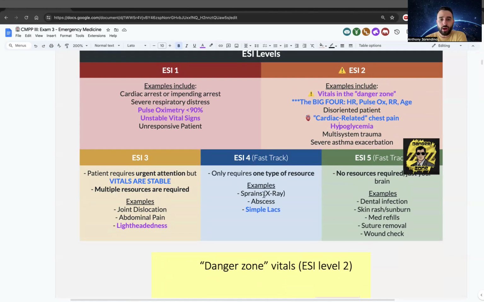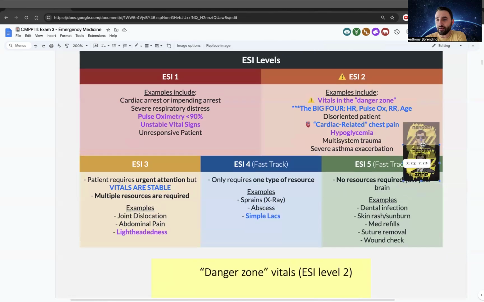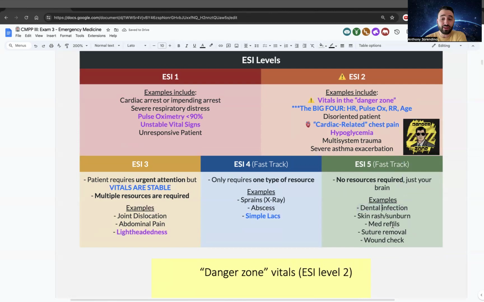All right, so I think knowing simple lac is in ESI 4 is important. These are things that require one type of resource, so sutures or an X-ray, things that you kind of have to do procedures for. Whereas for ESI 5, I think it's like dental infection. I think you just consult dental, like med refill, suture removal, whatever.